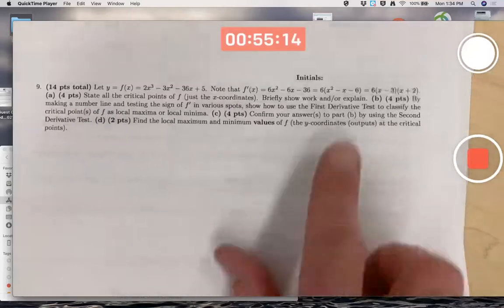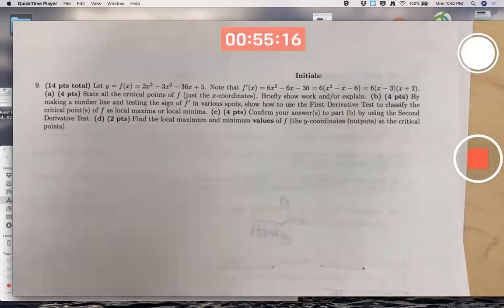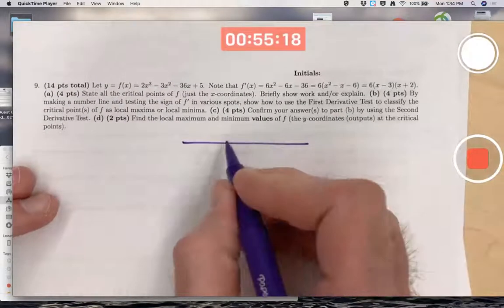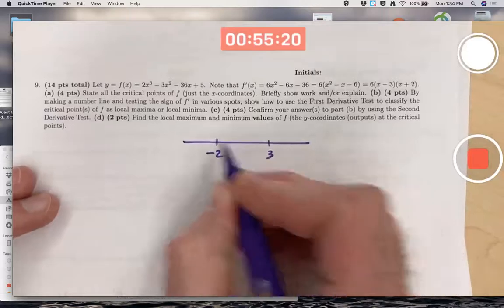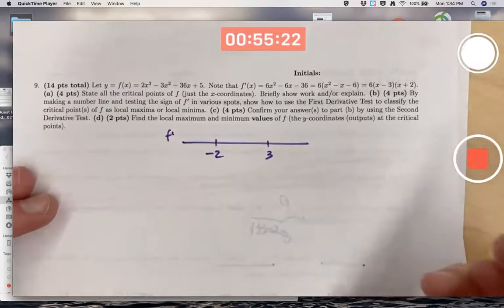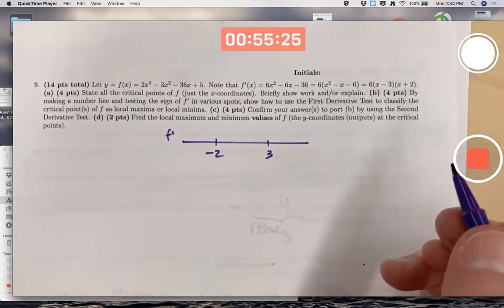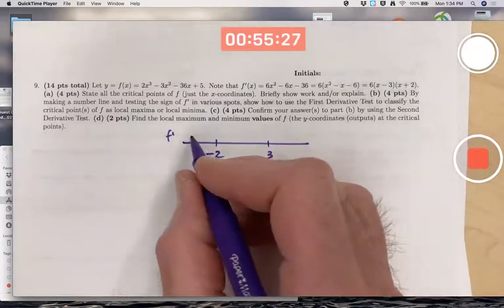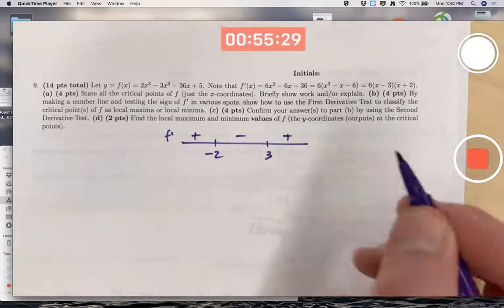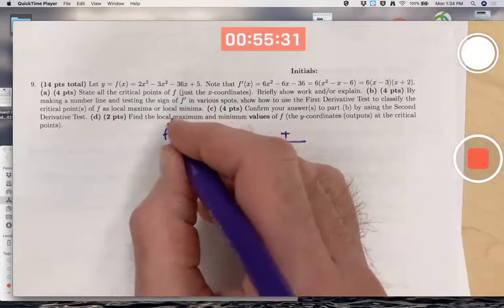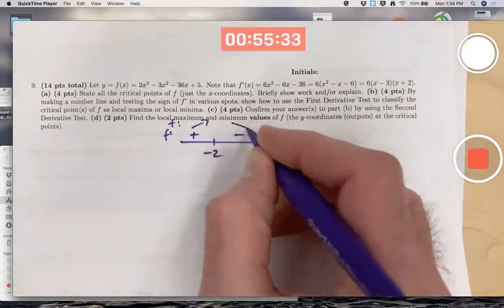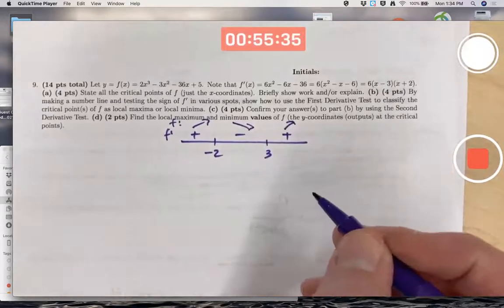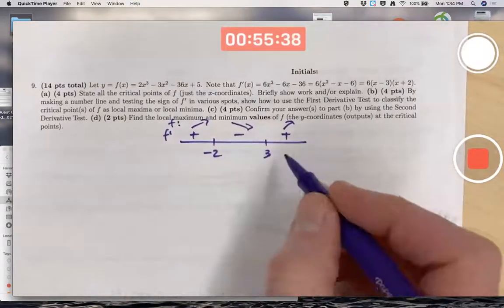But this is the kind of problem where we made a number line and marked off the critical points on the number line and tested the sign of f prime. With this example, f prime is going to be positive here, negative here, positive here. That means f itself is going to be increasing, then decreasing, then increasing. And you're going to have a local max at -2 and a local min at 3.